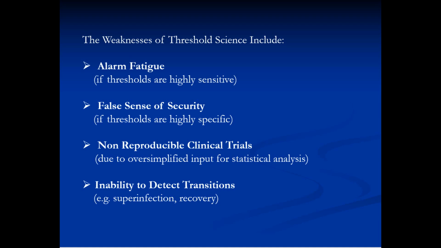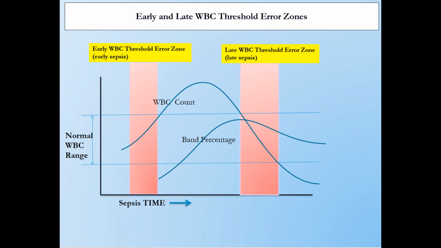For instance, the transition and development of superinfection, the development of recovery, the development of worsening are all difficult to define utilizing thresholds. This is an example of the application of thresholds to the white blood cell count. Recall that the previous white blood cell count was set to a value of greater than 12,000 and less than 4,000. So you see the normal white blood cell count range.